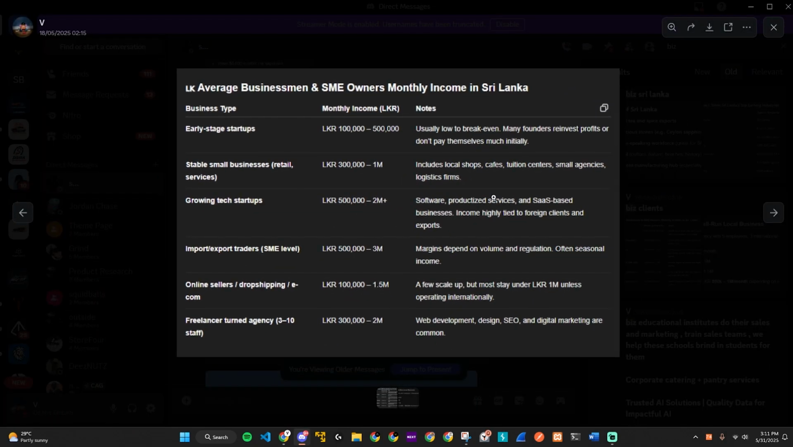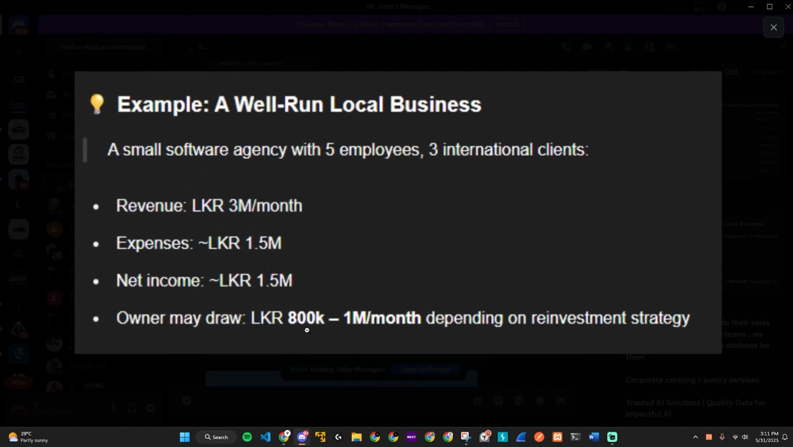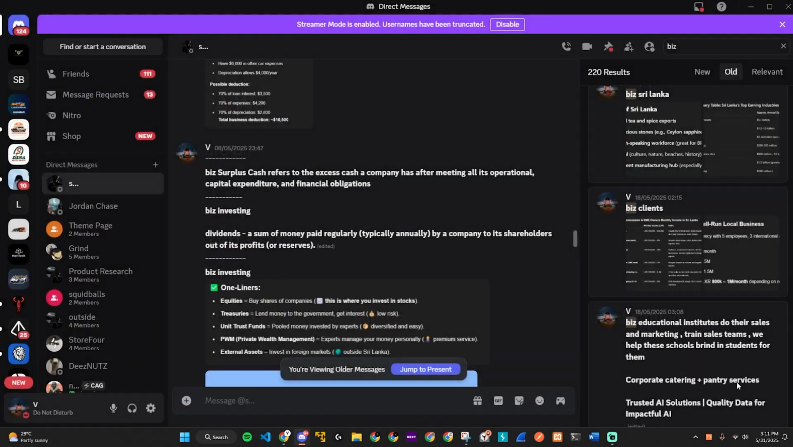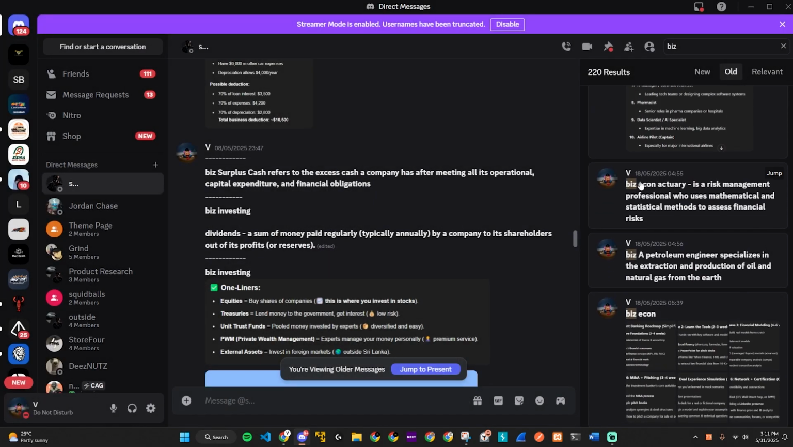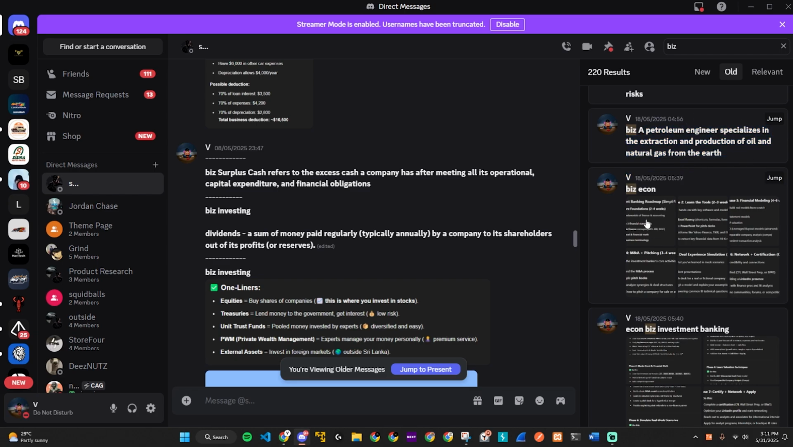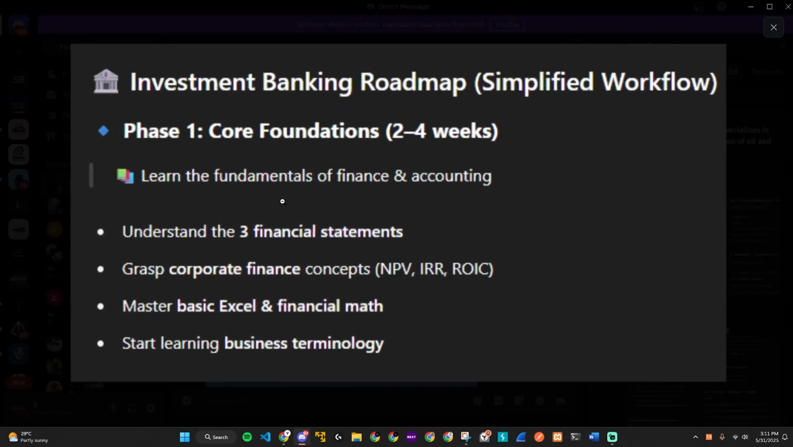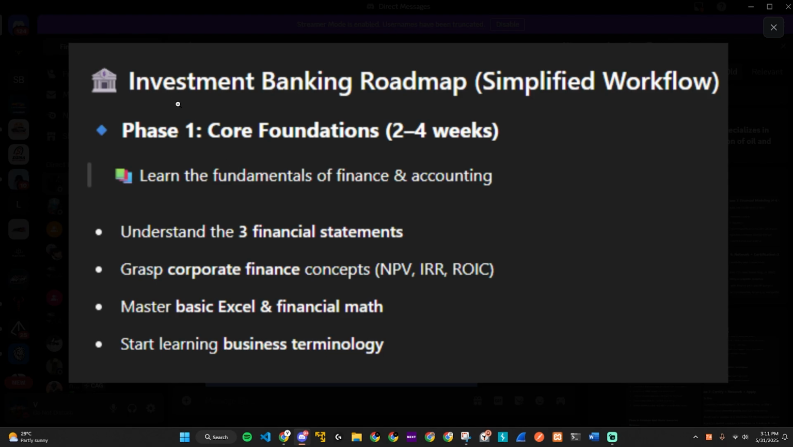And these are how much people make. So highest paying jobs, as you can see. And actuary is a risk management professional who uses, right? Well, we've looked at this. So this is what most of those, what do you call those countries? Oil money people who do. And yeah, this is investment banking.